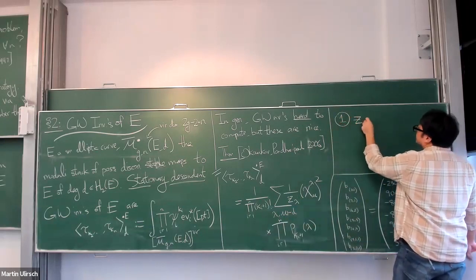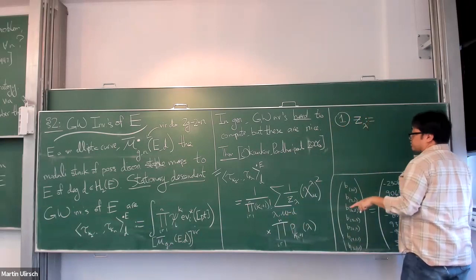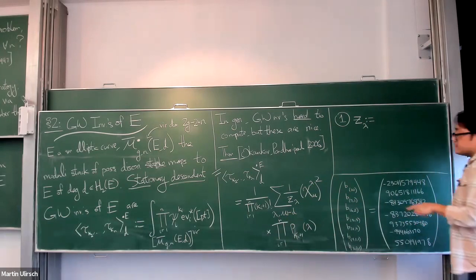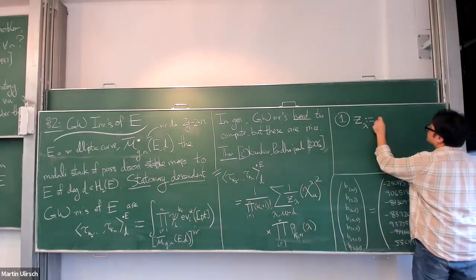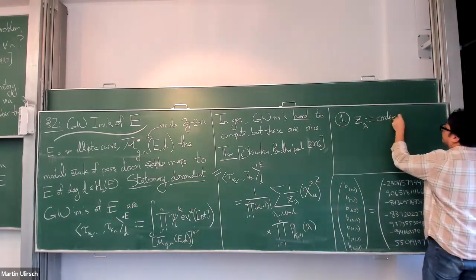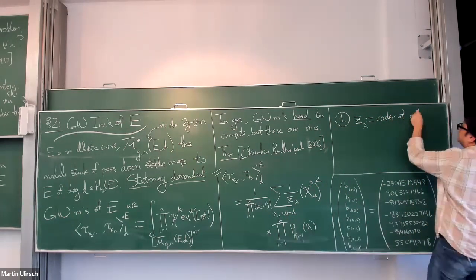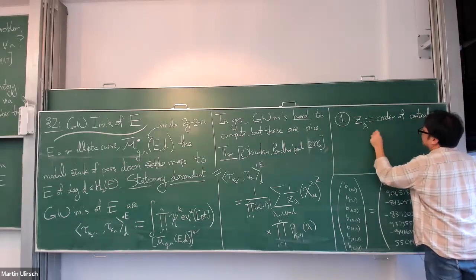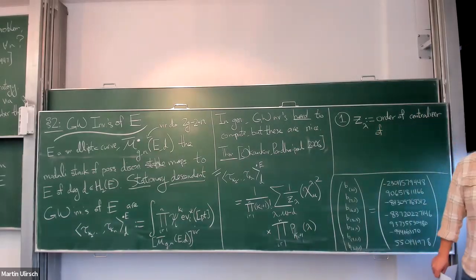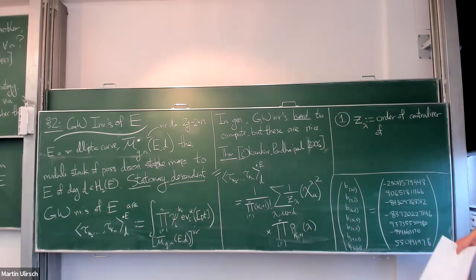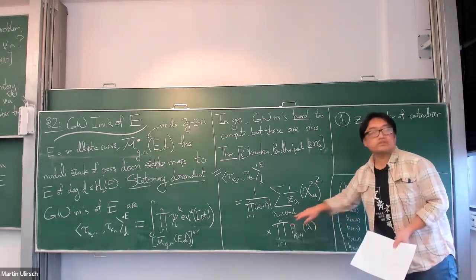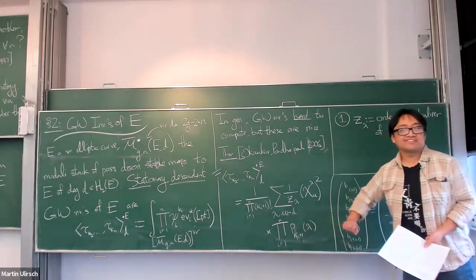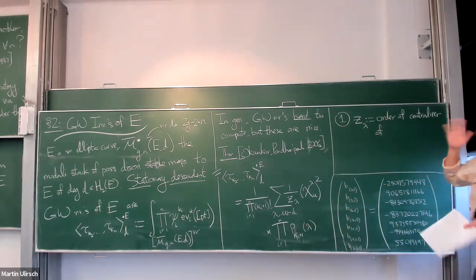z_lambda is actually a purely group theoretic quantity. It turns out to be the order of the centralizer of any element. These are two distinct partitions of the integer d, so it's a pretty big sum for large d, but we can write it down.